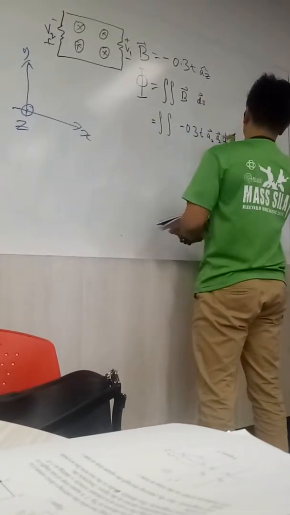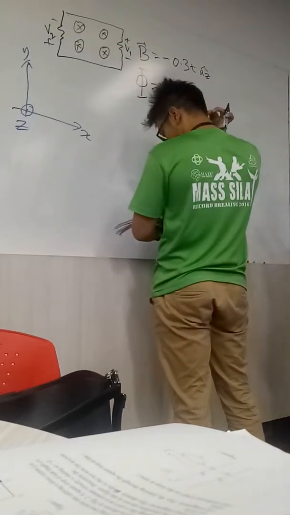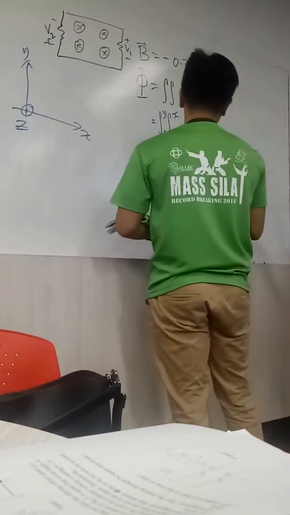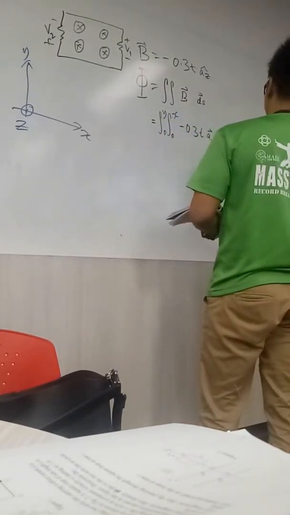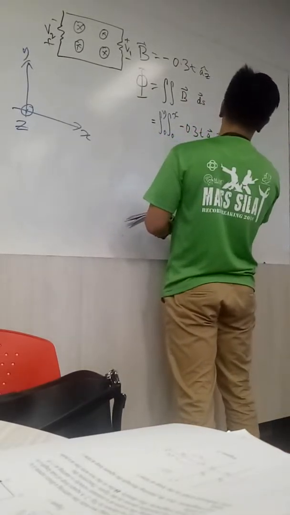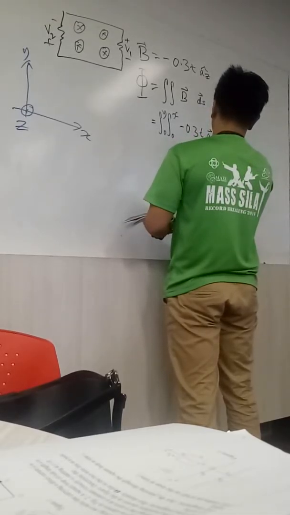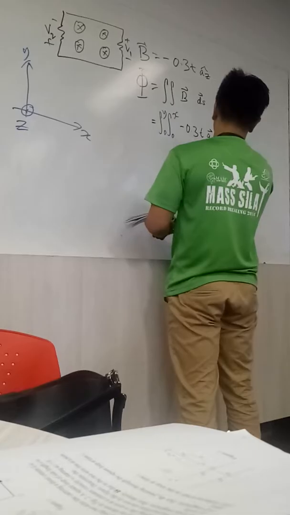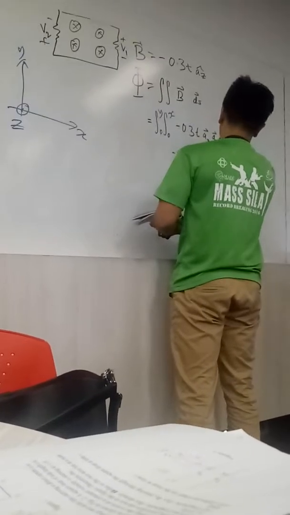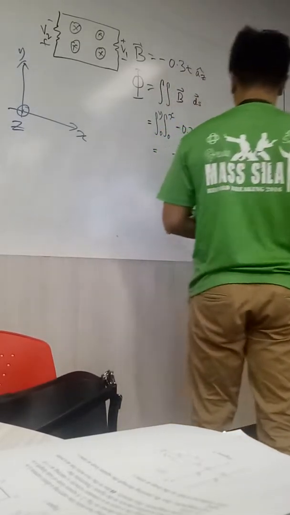Okay, good. So say for example it goes from 0 to x, you don't know what value, and 0 to y. Then what do you get? After you integrate, you get minus 0.3 T times x and y. Very good. That's all. These are not integrated. Okay, that's it. Thank you.